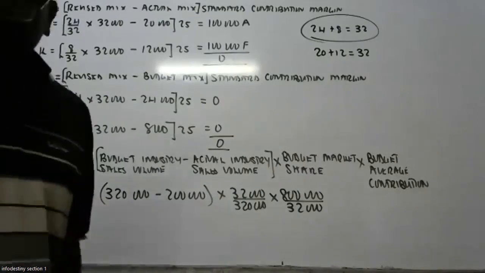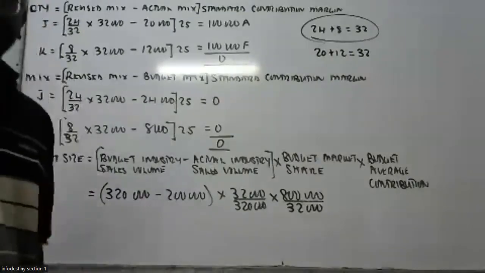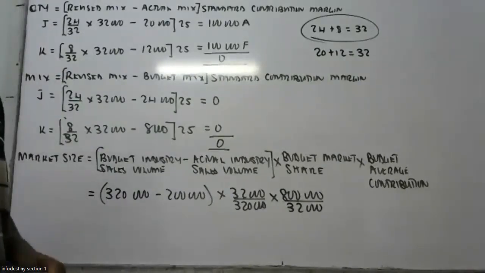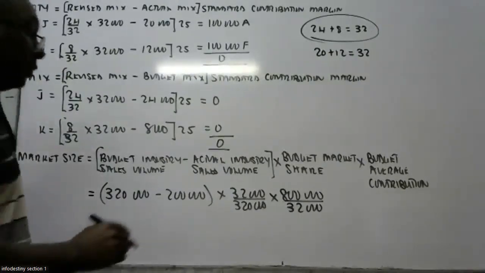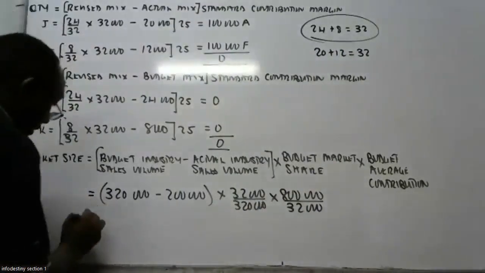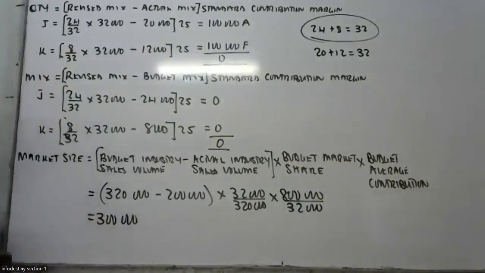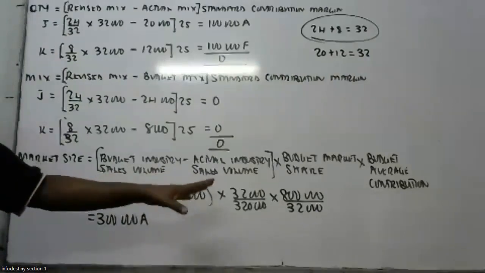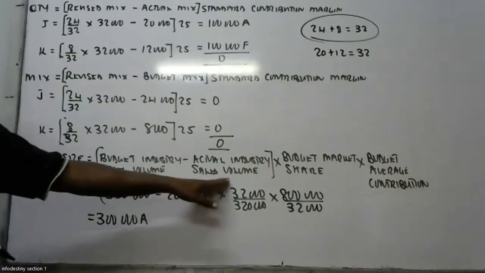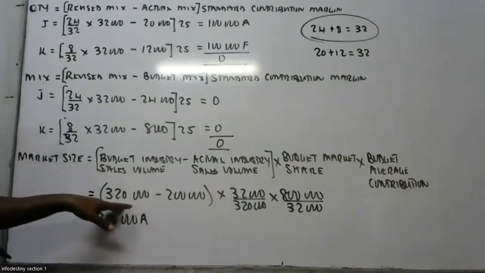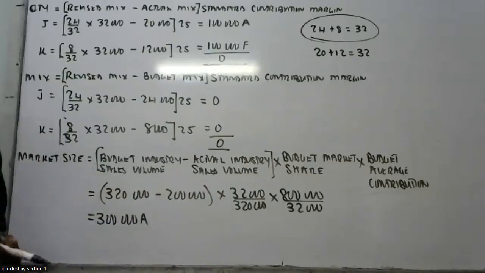Yes, Sharin, what have you gotten? 300,000. Yes. 300,000, positive or negative? It's positive, eh? So if it's positive, this is adverse. It is adverse because we got a smaller industry. The industry volume was supposed to be 320, but we only got a turnout of 200.